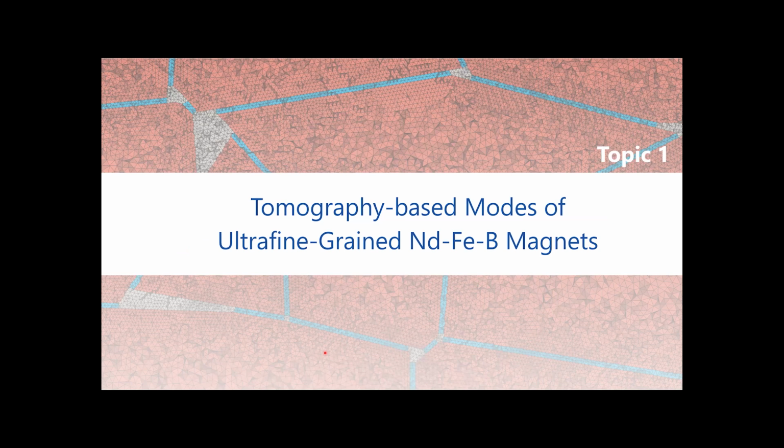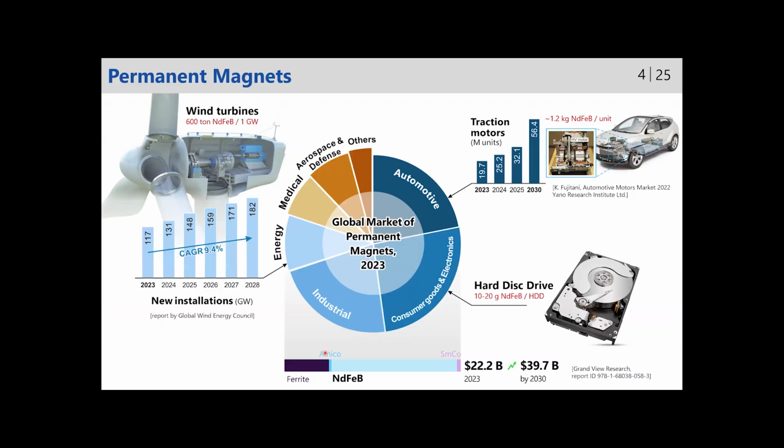And let me start with the first material and demonstrate how we can do that for neodymium iron-boron permanent magnets. How can we construct a digital twin? But first, why do we need a digital twin for permanent magnets?